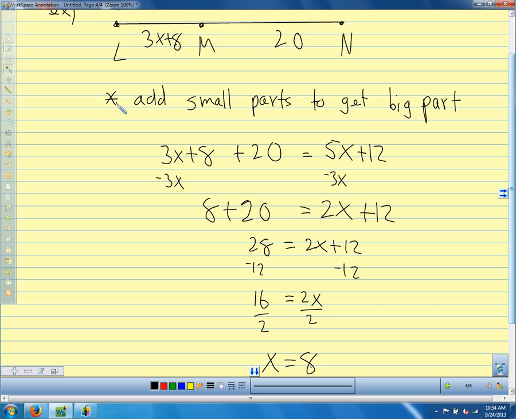All right. One last thing to talk about today, and then we'll be done. Midpoint.